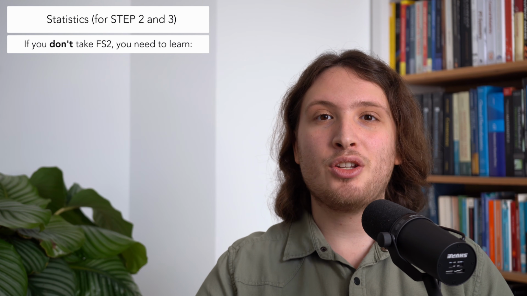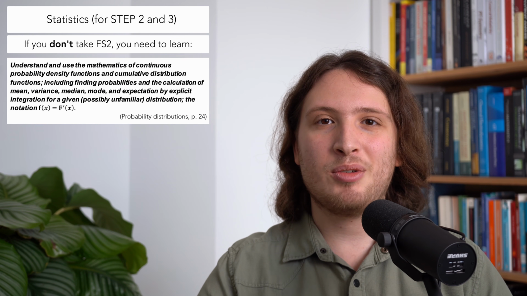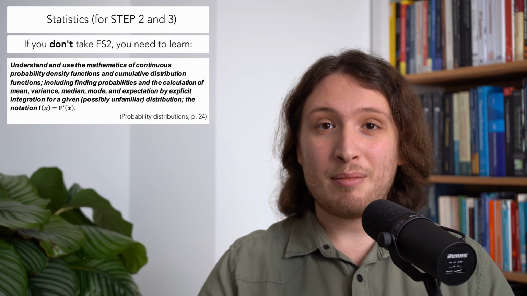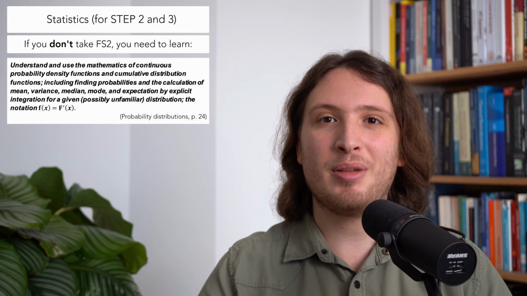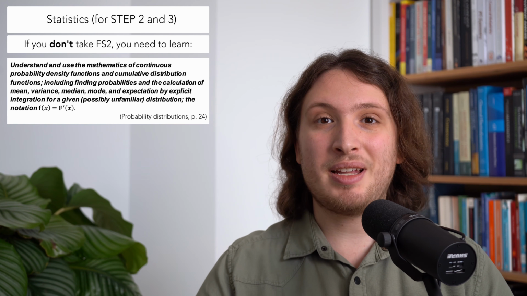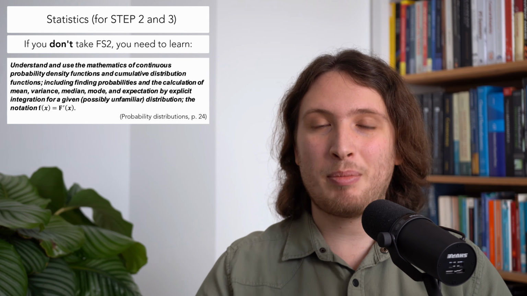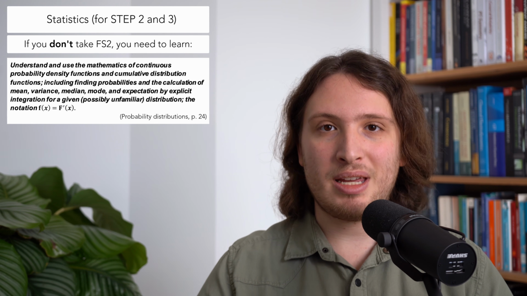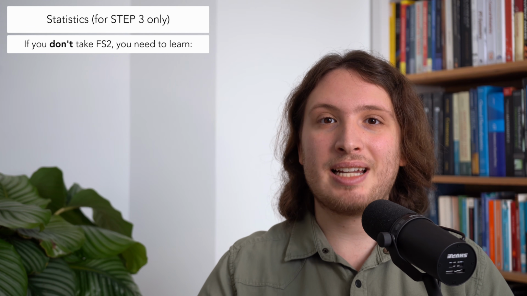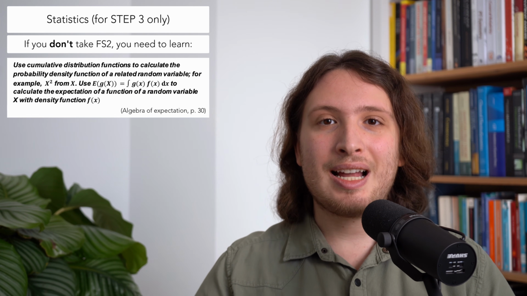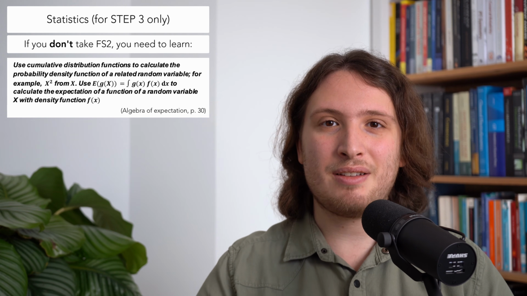If you don't take FS2, you'll need to learn about continuous random variables, which are a really important topic for both step 2 and step 3. For step 2 and 3, you'll need to know what a continuous random variable is, and you'll need to be proficient with probability density functions and cumulative density functions. You'll need to use these to work out probabilities, as well as basic properties like means and variances. For step 3, you'll also need to work out the expectation not only of a random variable, but also of a function of a random variable. And you'll need to be prepared to use a cumulative density function to determine the probability density function of related random variables.